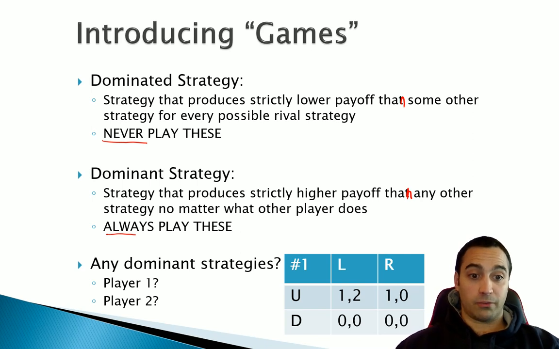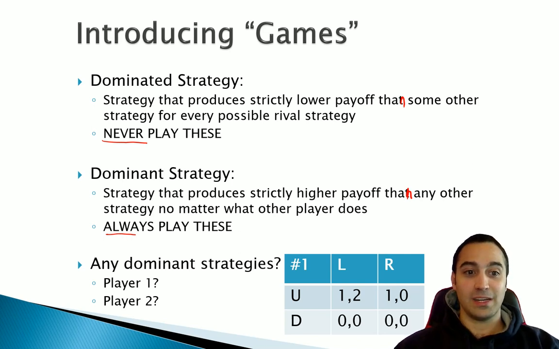So first, practice break. Look at the payoffs in the game that I've drawn below, and tell me: does player 1 have a dominant strategy? Does player 1 have a dominated strategy? Does player 2 have a dominant strategy? Does player 2 have a dominated strategy? Let me know what you think.